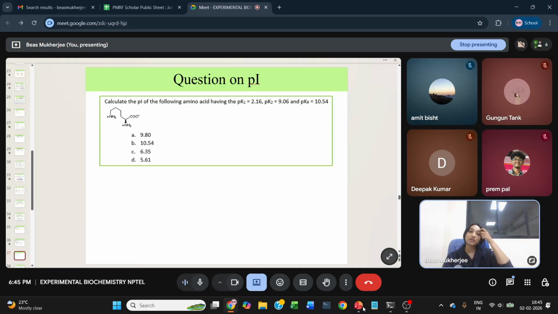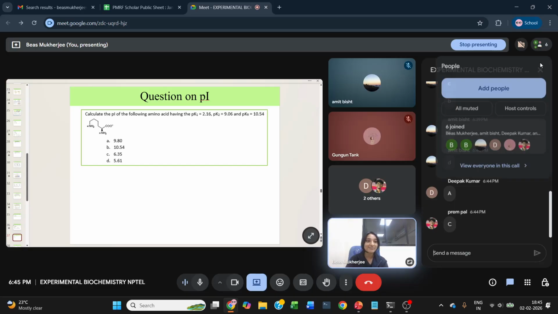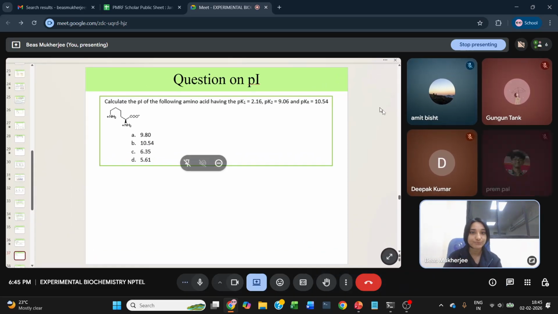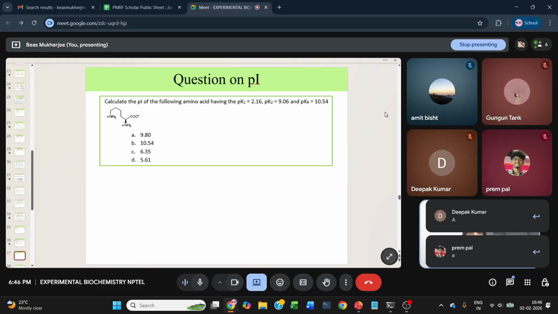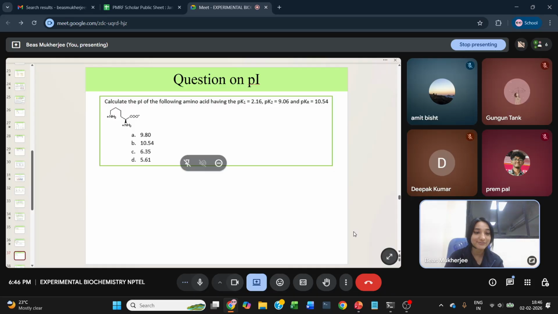Now we have another question. The following amino acid has pKa1 of 2.16, pKa2 of 9.06, and pKr of 10.54. Calculate the PI. I have told you a trick. Use that so your calculations will be faster. Calculate the isoelectric point of this particular amino acid. By the way, what amino acid is this? Anyone who can tell me? Okay, great. Tell me the isoelectric point of this amino acid, and tell me its name, if you can.